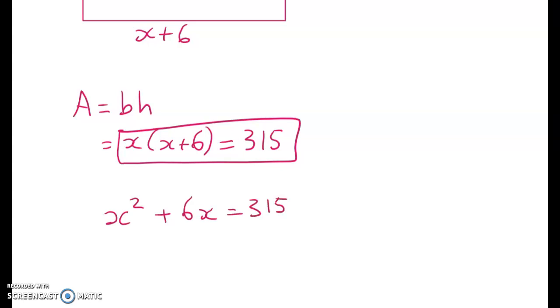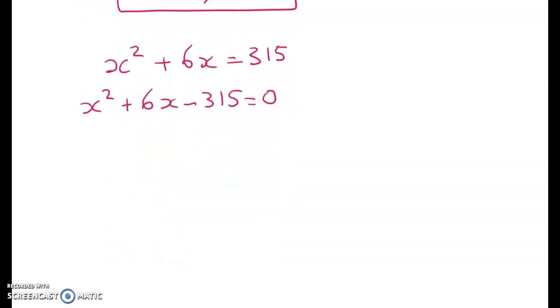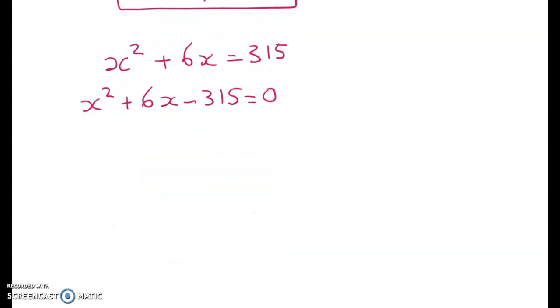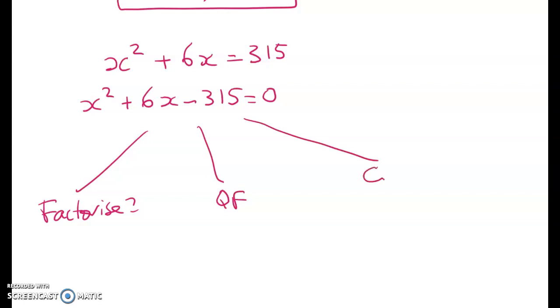We always want to have our quadratic equaling 0. So it's going to be x squared plus 6x minus 315 equals 0. Now at this point what you do is going to depend on what kind of equation you've got. You've got a few options. It might factorise easily, or you could do the quadratic formula or grouping if you need to, or you could put it into your calculator. But I think it's good to show some working here.